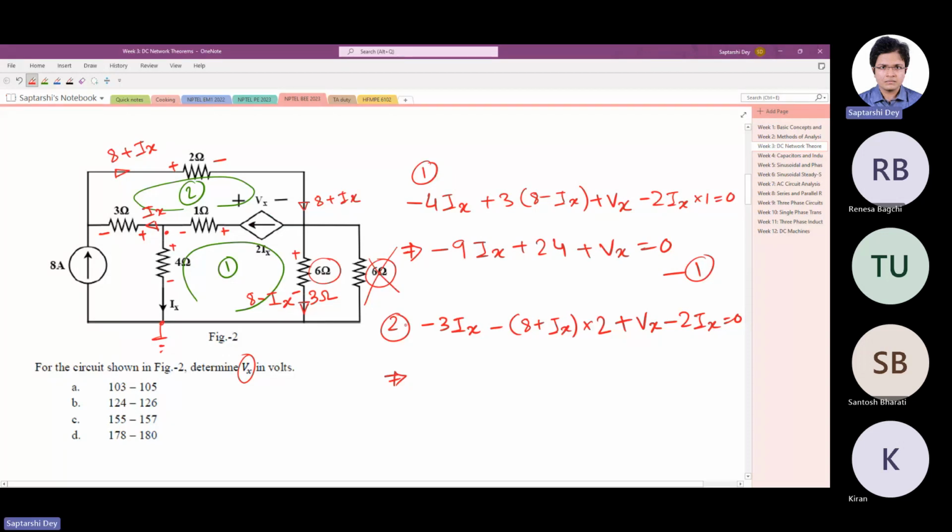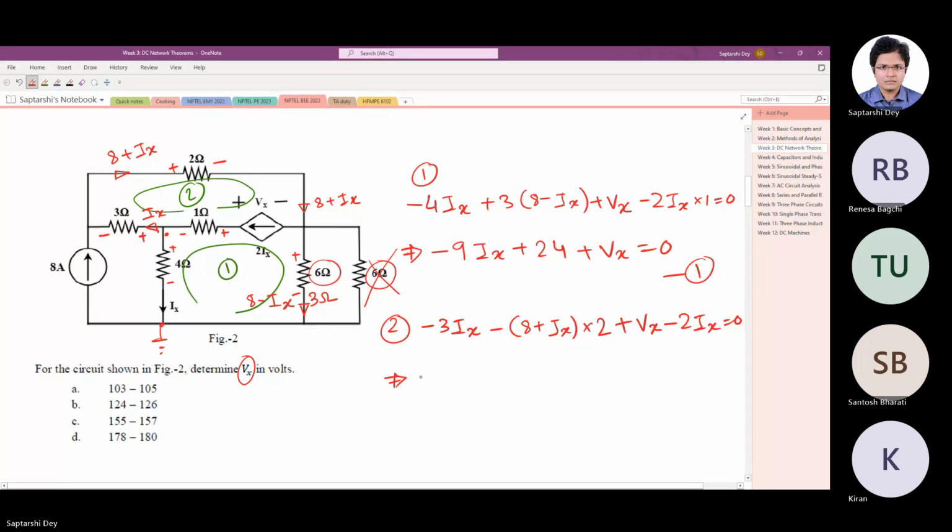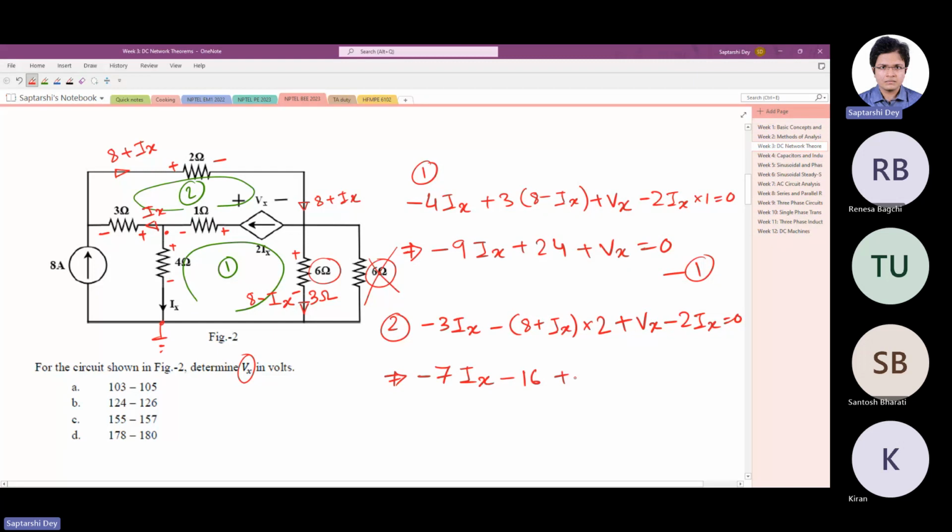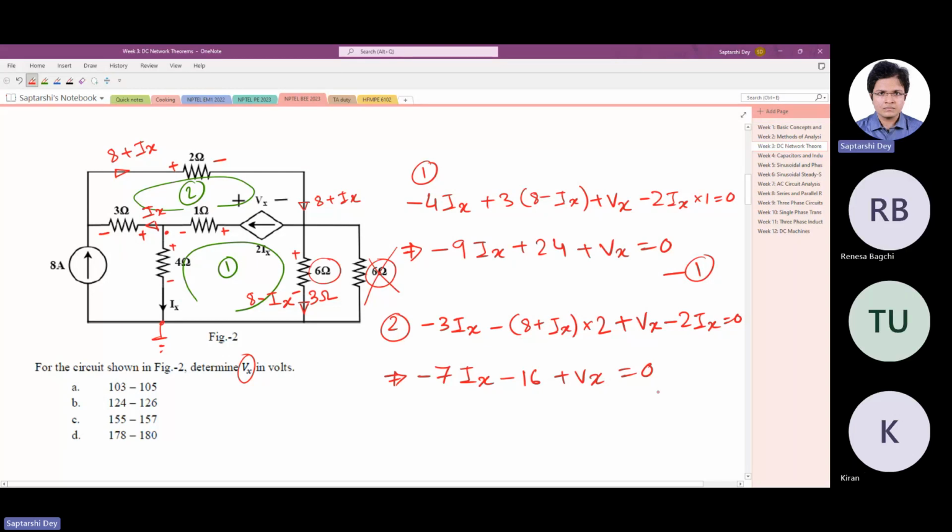Then what we have is minus 3, minus 2, minus 2, minus 7Ix, minus 16 plus Vx equals 0. Is it correct? Minus 3, minus 2, minus 2, 7, minus 16 plus Vx. So these two equations we have in our hand.